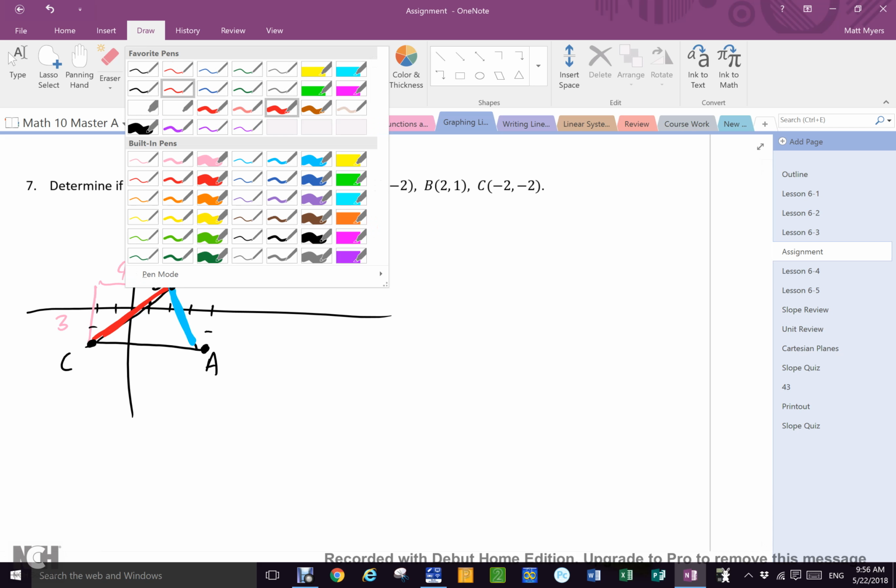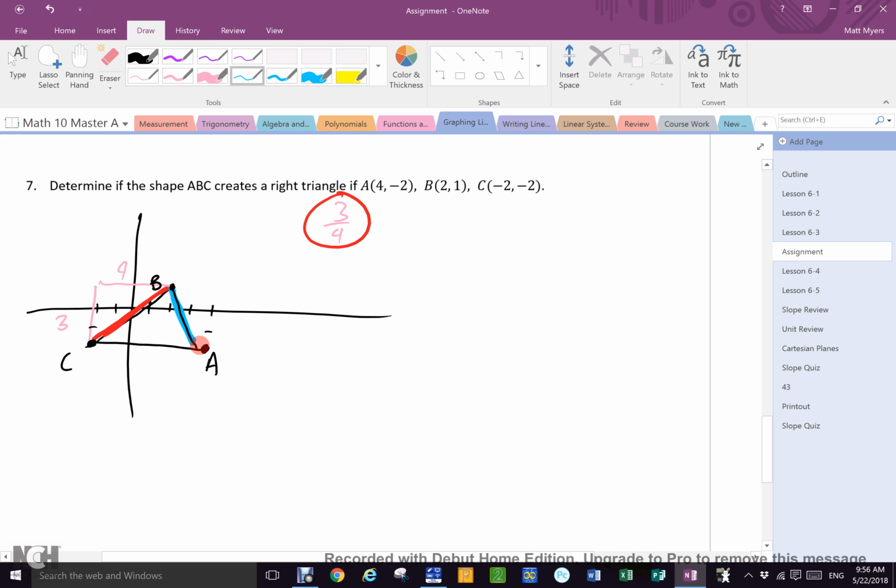The blue one, how far up did I go? 1, 2, 3. How far that way did I go? Negative 2. 3 over negative 2. Are those opposite reciprocals? No. So is this a 90-degree triangle? No. Is everybody good? You'll notice I did not check homework. There's a reason.